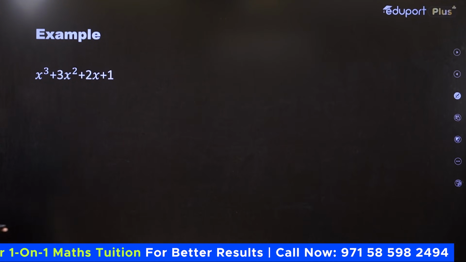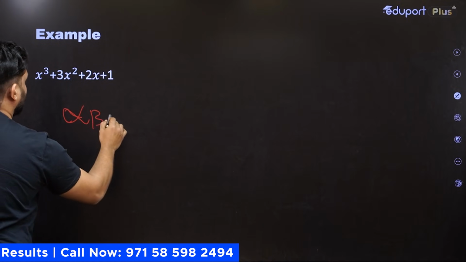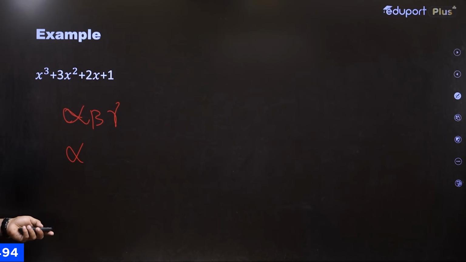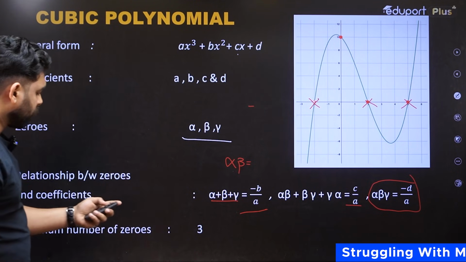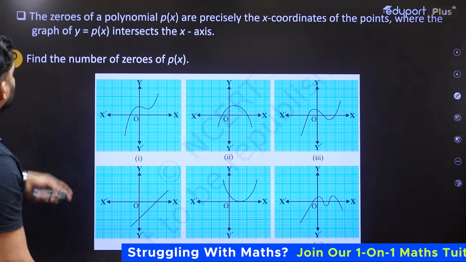An example is given. From here you can find alpha beta gamma or alpha plus beta plus gamma. Just find those equations. Find the 3 coefficients from this equation. Just solve this. Okay. Next we will move to the graph.